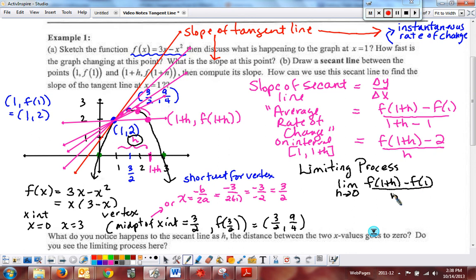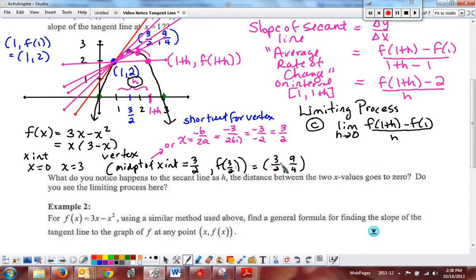And as I calculate that, the slopes of the secant lines, the closer and closer that you get to the point 1, 2, that is going to be a way to find the instantaneous rate of change. So this is kind of our answer to C right here. This is our formula that we would use to find the slope of the tangent line at x equal to 1.